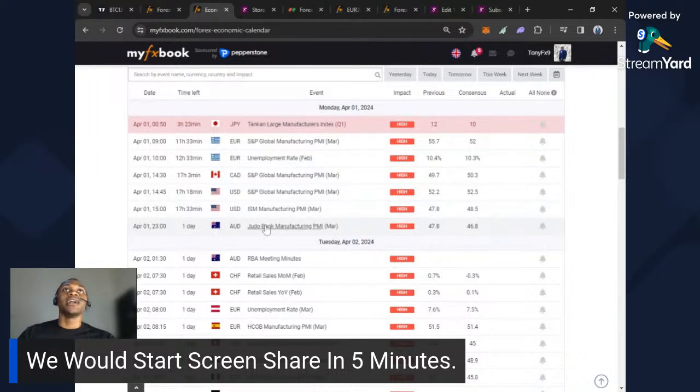Then trading day, as soon as the Asian session opens up, we have AUD Judo Bank Manufacturing PMI, which you will say, a figure higher than 46.8, it is good for the Australian dollar.